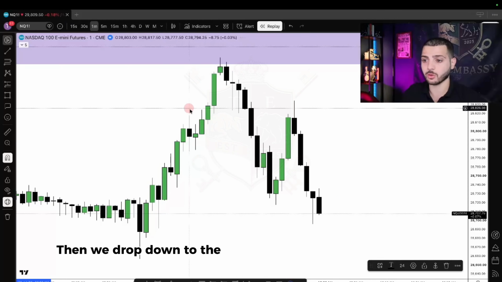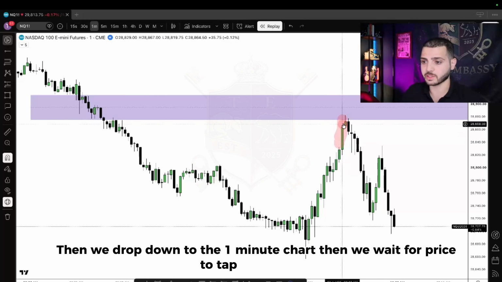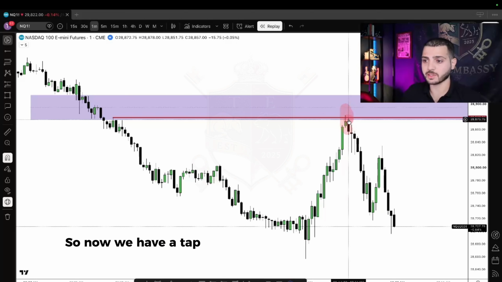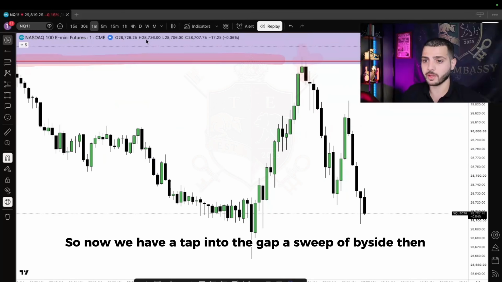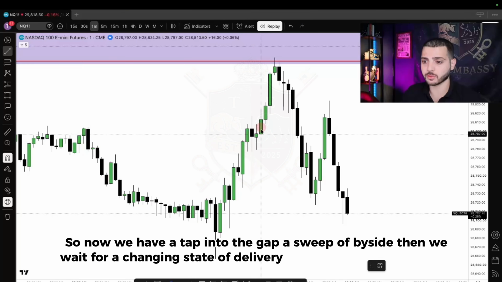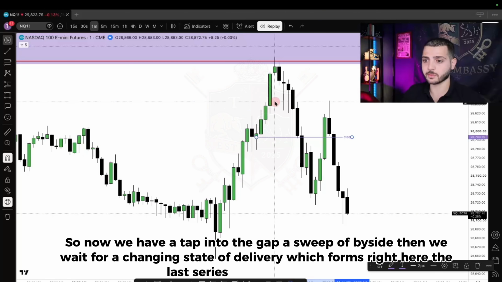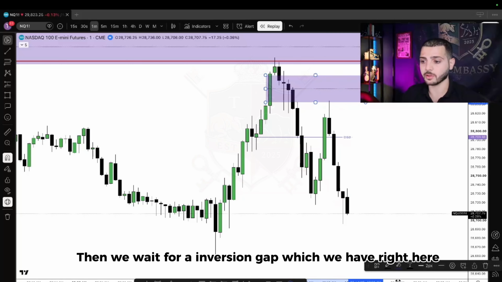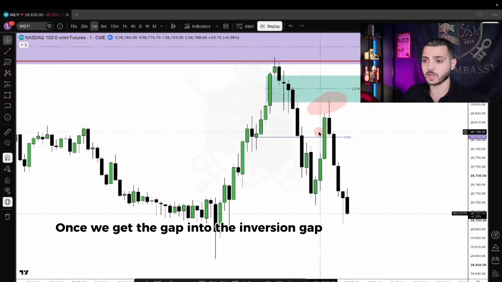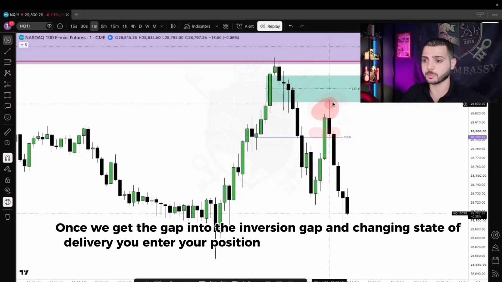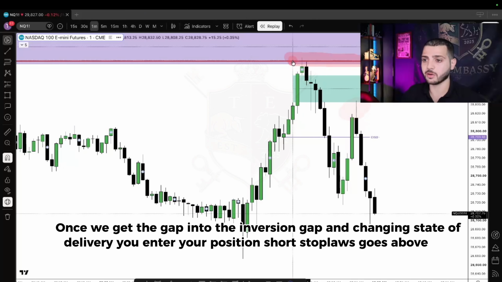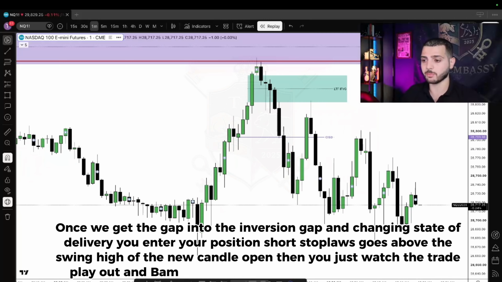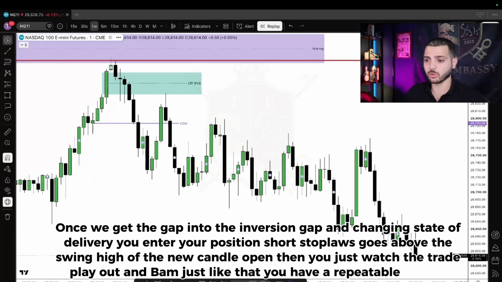Then we drop down to the 1-minute chart. Then we wait for price to tap into the gap. Then we look for a sweep of liquidity right here. So now we have a tap into the gap, a sweep of buy side. Then we wait for a change in state of delivery, which forms right here, the last series of up close candles. Then we wait for an inversion gap, which we have right here. Once we get the tap into the inversion gap and change in state of delivery, you enter your position short. Stop loss goes above the swing high of the new candle open. Then you just watch the trade play out and bam, just like that, you have a repeatable winning model.